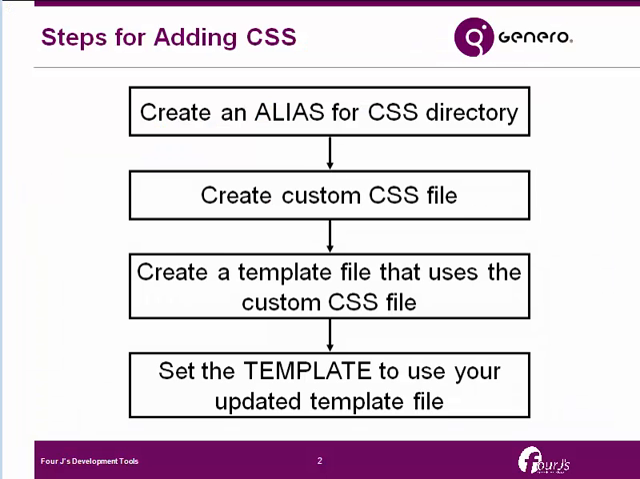To summarize, when you need to add CSS, the first thing you do is create an alias for your CSS directory within the as.xcf file. You then create a custom CSS file. You need to modify a template file so that it uses your custom CSS file. And you make sure the template being used is your updated template file.